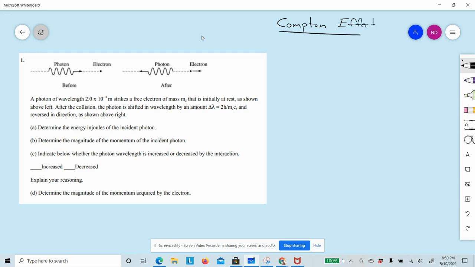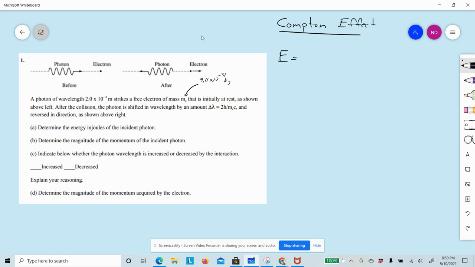All right, photon-electron collisions. In this problem, a photon with a wavelength of 2 times 10 to the minus 11th meters strikes a free electron of mass m. On the front page of your equation sheet, you'll see the mass of the electron is 9.11 times 10 to the minus 31 kilograms, which is initially at rest, as shown above. After the collision, the photon is shifted by a wavelength of this much and reverses direction. Determine the energy in joules of the incident photon.